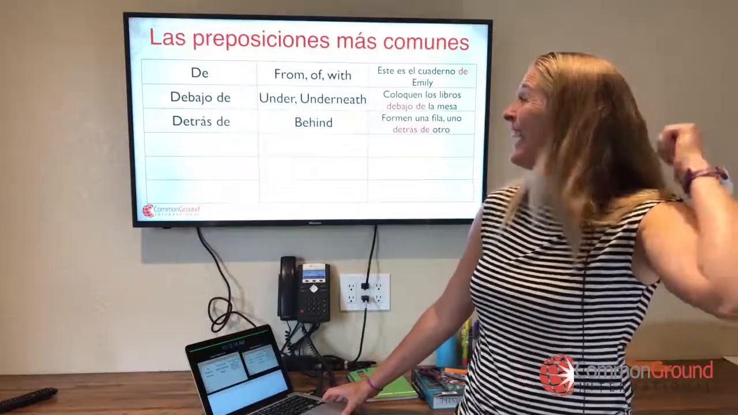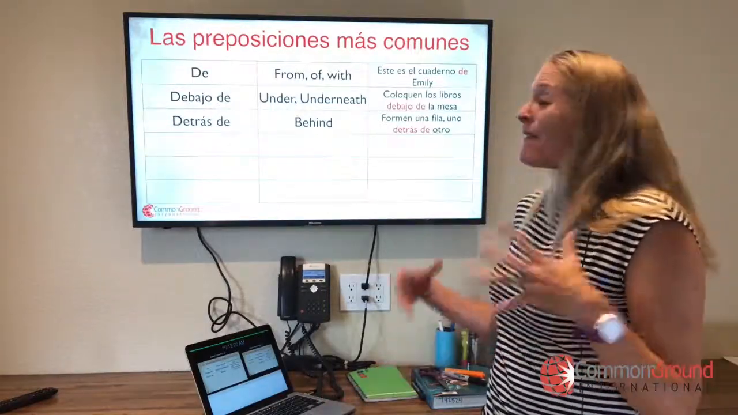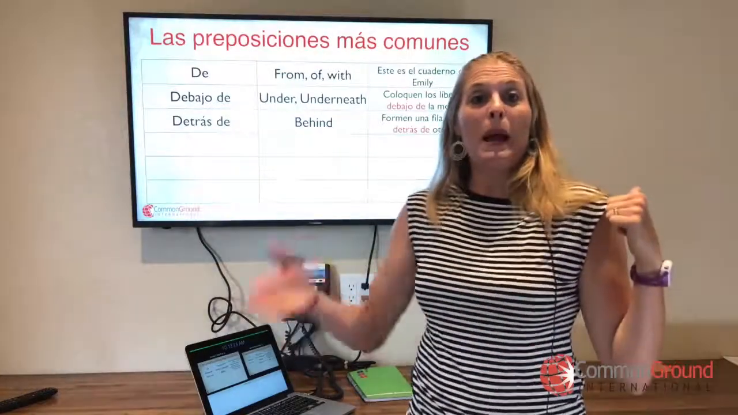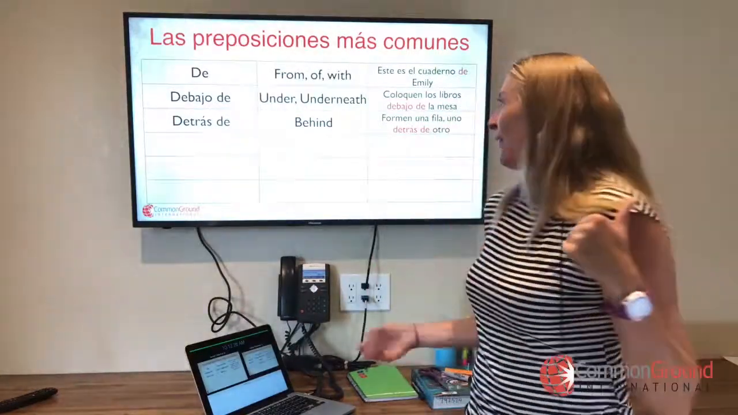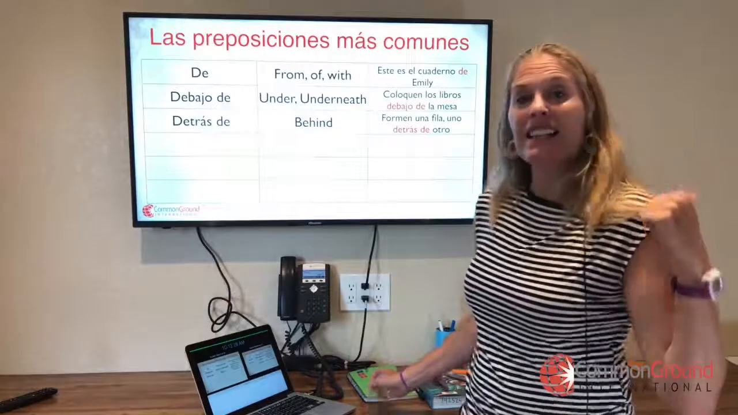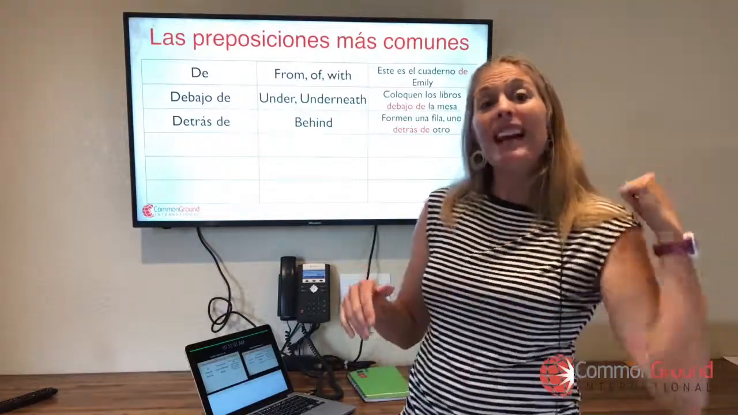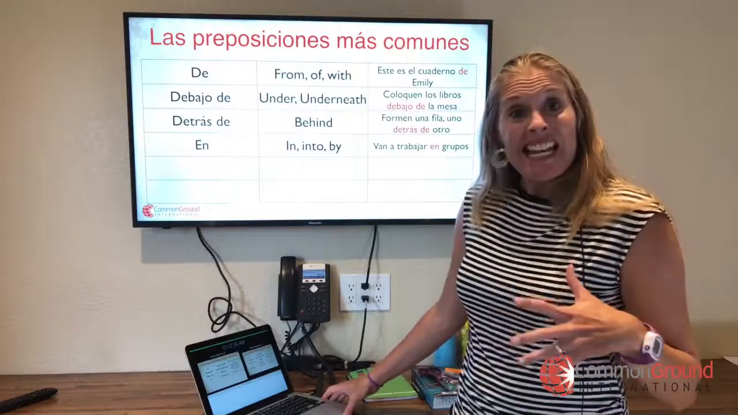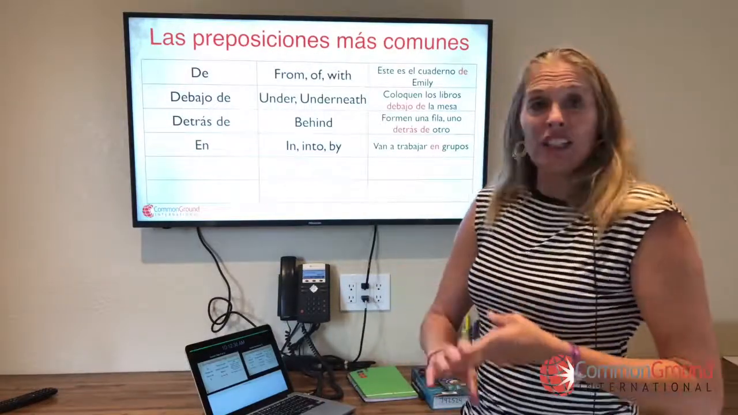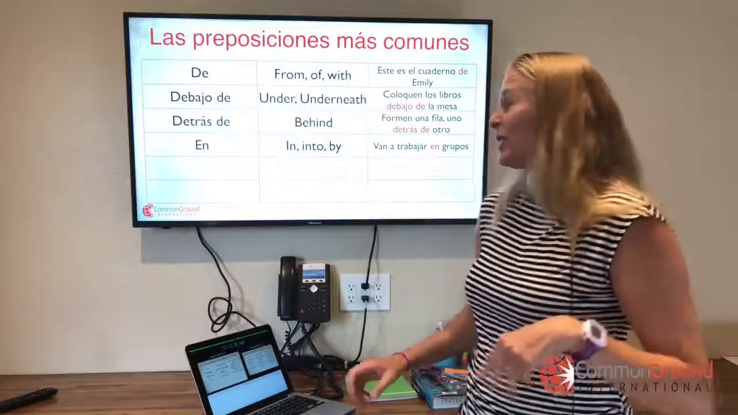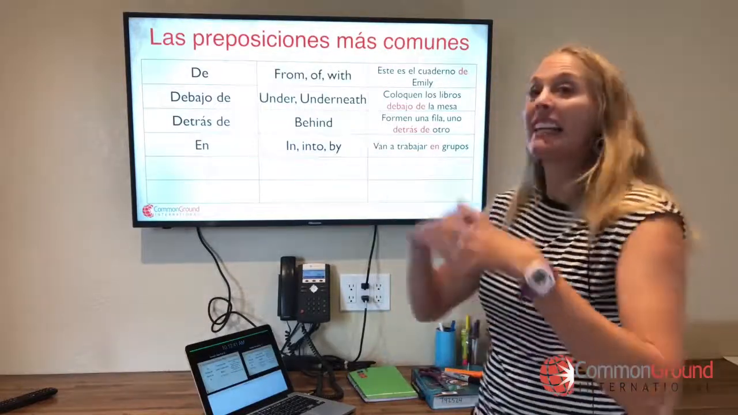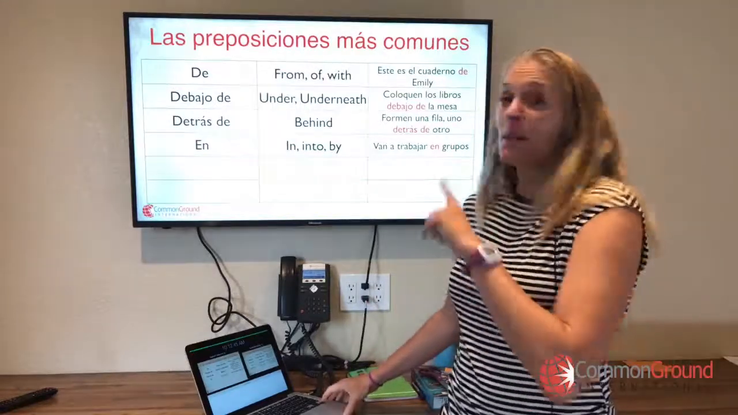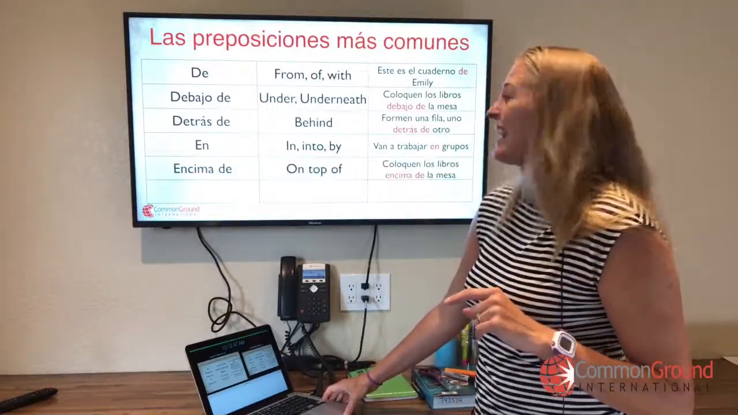Detrás de, behind, okay? Formen una fila, get in line, uno detrás de otro. One behind another, okay? Formen una fila detrás del otro. Formen una fila detrás de la profesora. Detrás de la maestra. En could be in, into, or by. So, tres opciones aquí. So, van a trabajar en grupos. You're going to work in groups. Vamos a ver otros ejemplos de en.